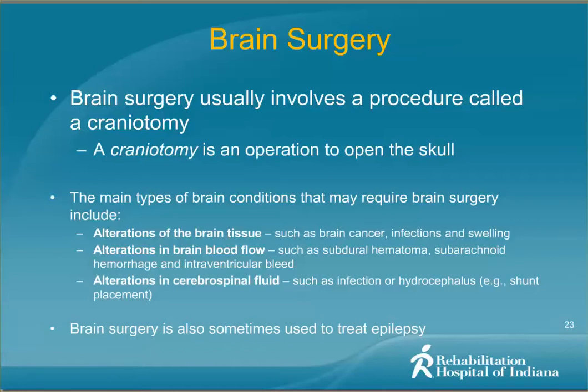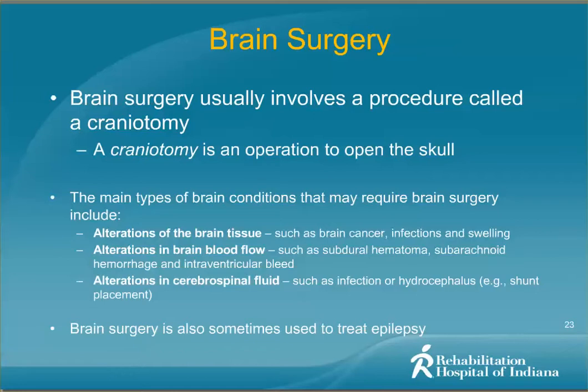A second reason for having surgery might be alterations in brain blood flow, such as when they've found a subdural hematoma or pocket of blood, subarachnoid hemorrhage, and intraventricular bleed. So anytime there's a bunch of blood in there and they want to go in and take the blood out or evacuate it, they need to perform a surgical procedure. And then finally, alterations in cerebrospinal fluid, such as an infection or hydrocephalus. They will often use what they call a shunt placement. We're going to talk about hydrocephalus in a minute, so I'll elaborate on that.